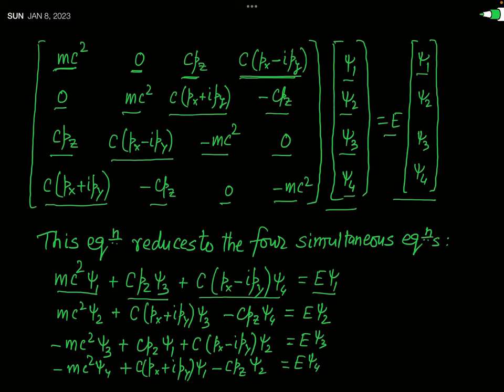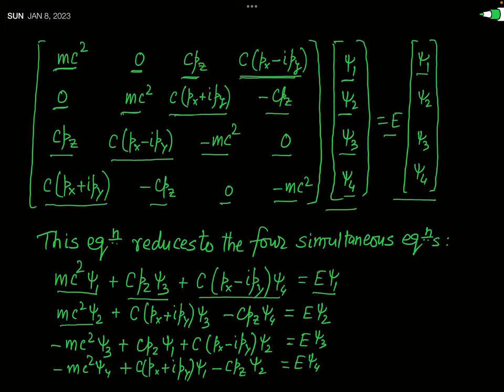Similarly, 0 operated on psi 1 is 0, so I have not written 0 psi 1 in the second equation. But mc square operated on psi 2 is mc square psi 2.